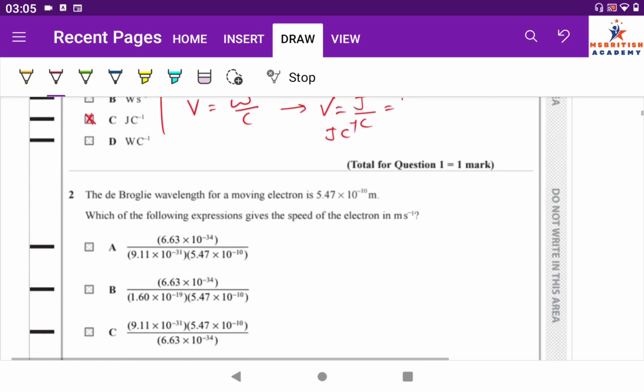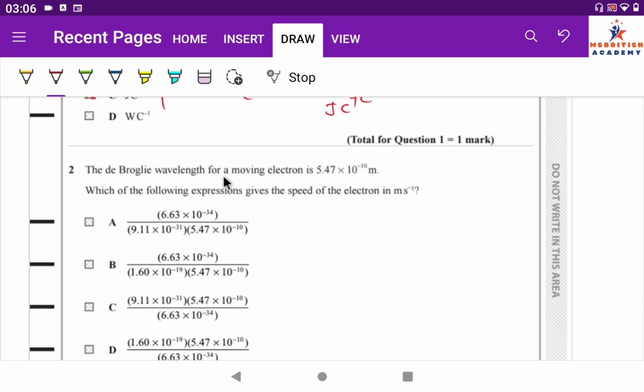Now question number 2. The de Broglie wavelength for a moving electron is this. Which of the following expressions gives the speed of the electron in meters per second? So first of all, what is the de Broglie wavelength? What is the de Broglie equation? According to the de Broglie formula, lambda is h by p. This h is called the Planck constant and p is called momentum.